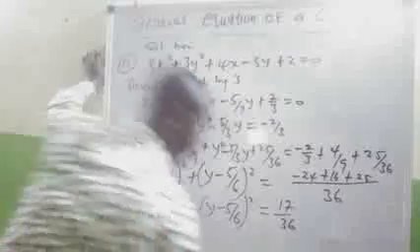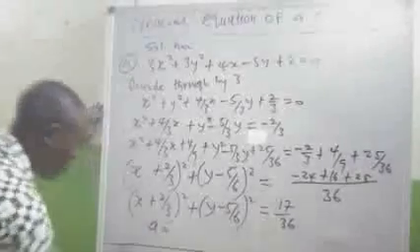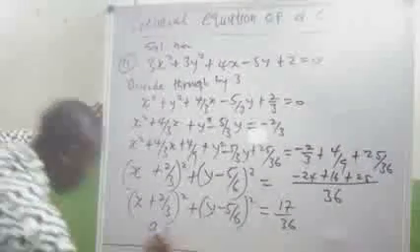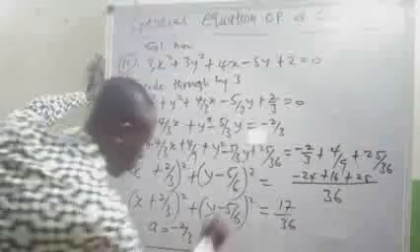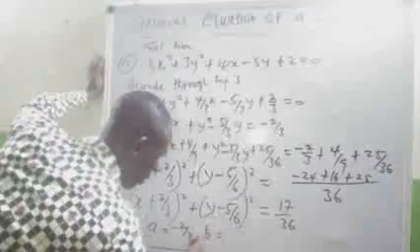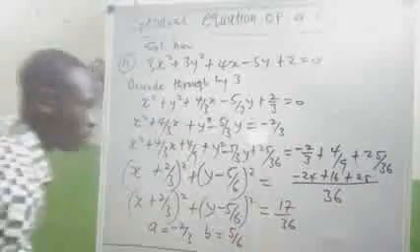17 over 36. So recall that your a will now be equal to minus 2 over 3. Follow the formula I used before. b is equal to, we cancel our minus. Remember, your b is coming with a minus. That will be equal to 5 over 6.